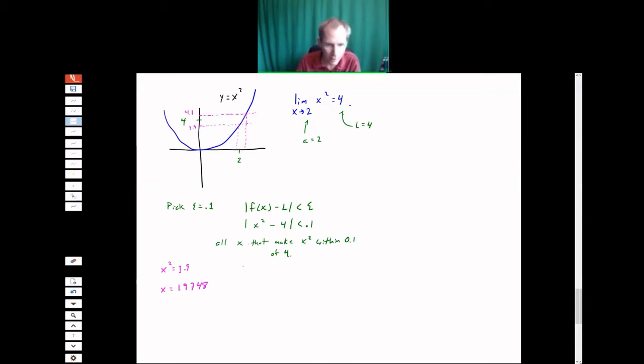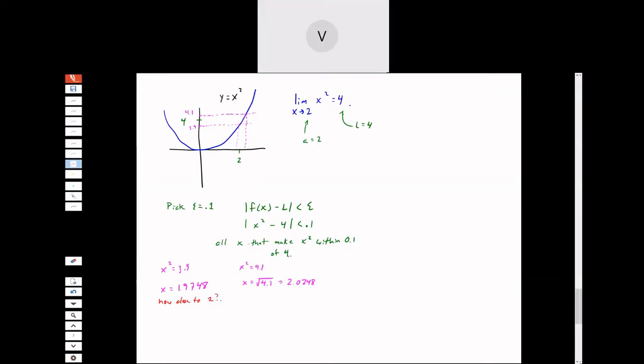What about on the other side? What about x squared equals 4.1? So I take the square root of 4.1, and we get 2.0248. Okay, what we want to do, we want to look at what that means in terms of distances. How close is that to the number 2? So how close to 2? Okay, so what we can do is we can subtract, right?